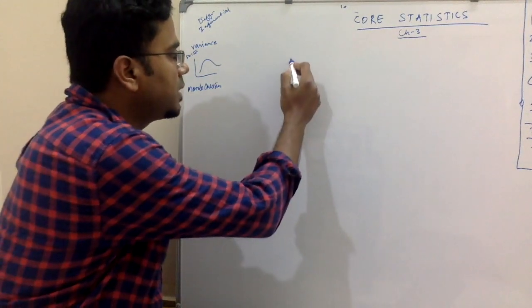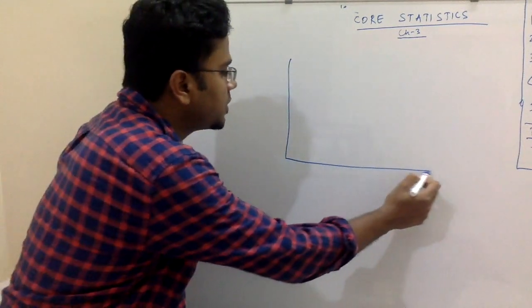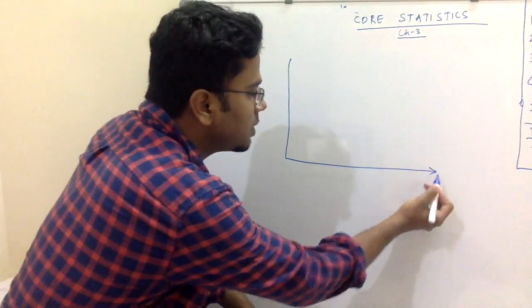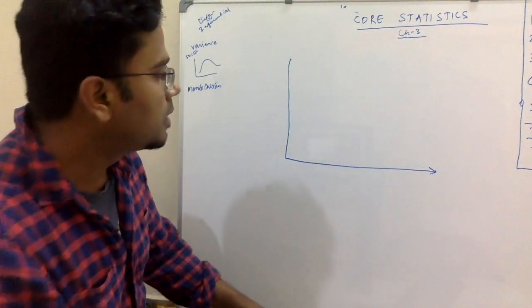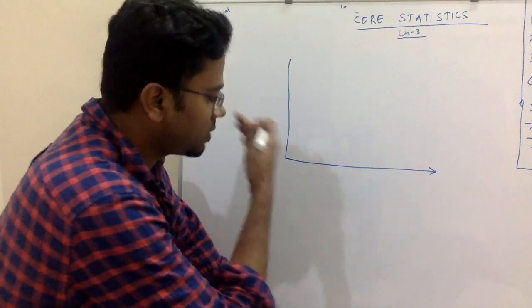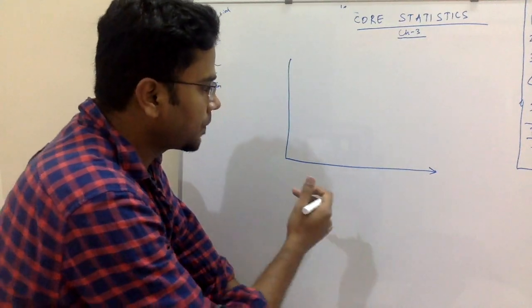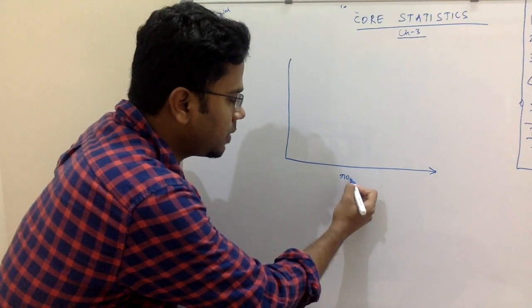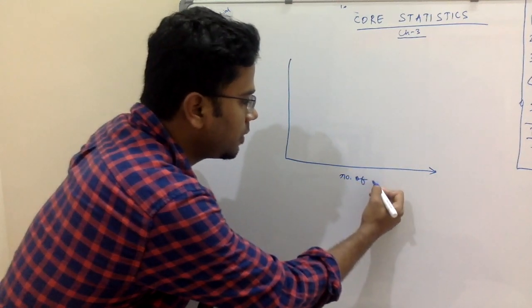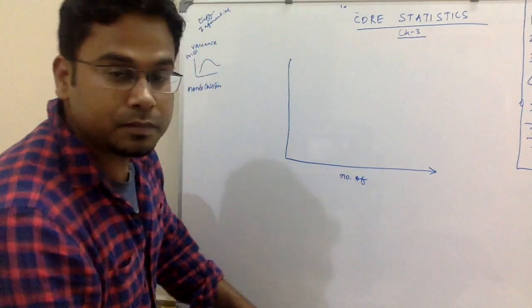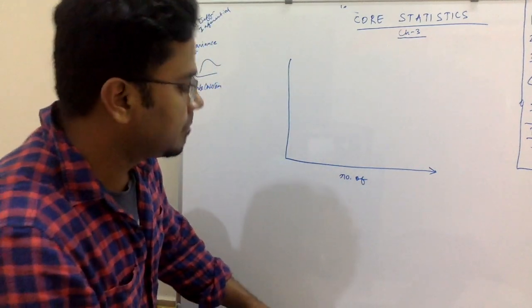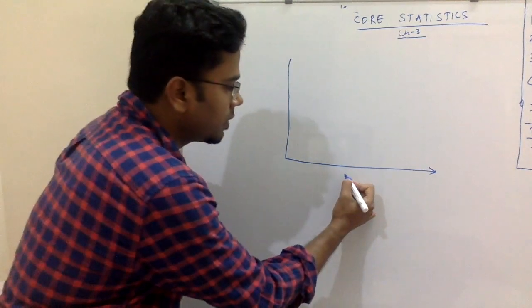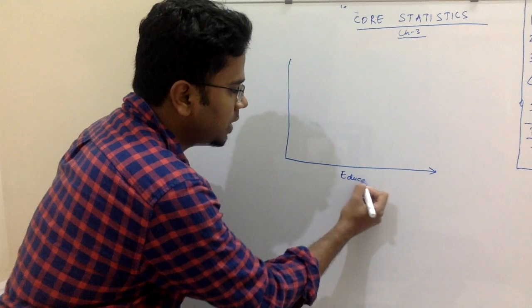Okay, so let's say you are measuring. This is on x-axis. आप घर खरीदना चाहते हैं. Okay, तो on the x-axis there is your number of, let's say, educational level.